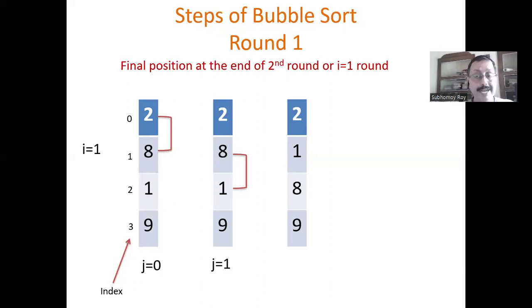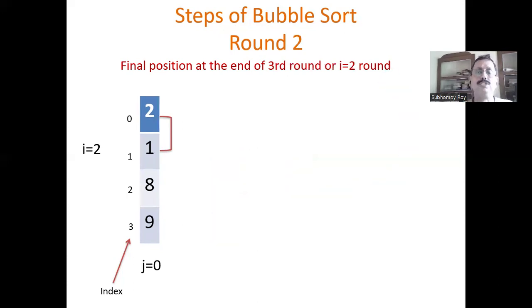But at the end of the second round also, the array is not properly sorted. How many rotations are required in J? Only 2 rotations, because the value of I is increasing. With this result, that means 2 1 8 9, we will start our final round, or I2 round.